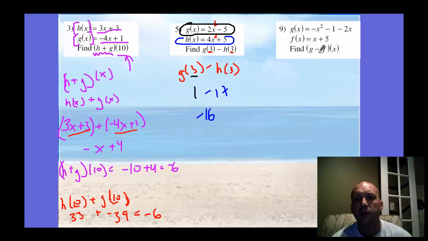This is the same kind of problem, g minus f of x. It can be written as g of x minus f of x. And then we do not know x here, so we have to use the function. So g of x is negative x squared minus 1 minus 2x minus f of x.